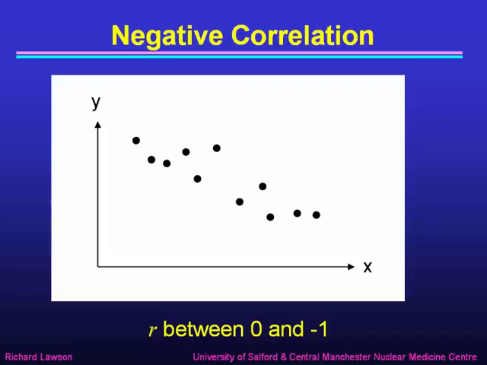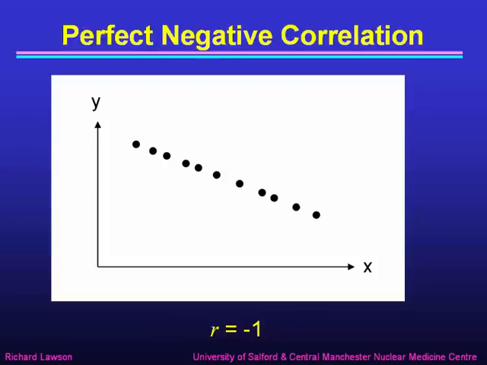Here we've got a scatter plot with a negative correlation. As x increases, y tends to decrease, but it's not a perfect correlation. R is negative, meaning the line is sloping down, but it's somewhere between 0 and minus 1. But here we've got a perfect negative correlation. As x increases, y decreases, and it's on a perfect line, so we have r equals minus 1, a negative correlation.